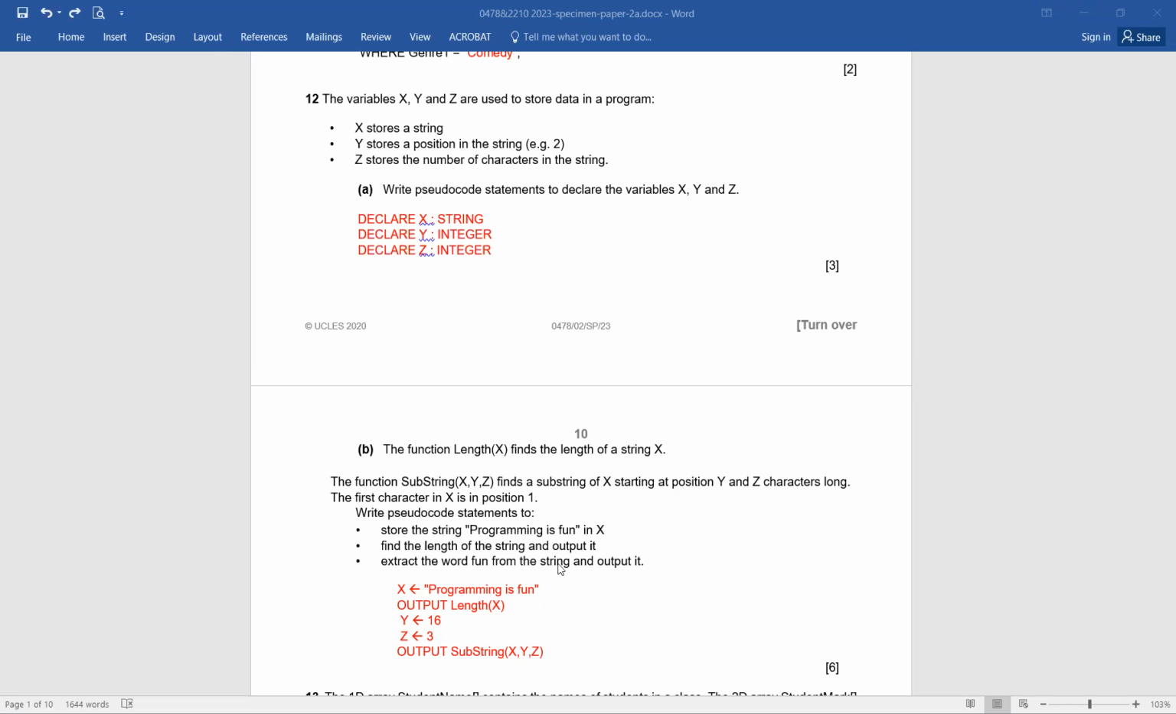Okay, then since fun is composed of 3 letters, Z, which was meant to store how many characters long, is Z equals 3. X is holding programming is fun, Y is holding the starting position from where we have to pick up the characters, and Z is holding how many characters. And then you're going to output SUBSTRING(X, Y, Z). So this line will help you in outputting the value fun from here.